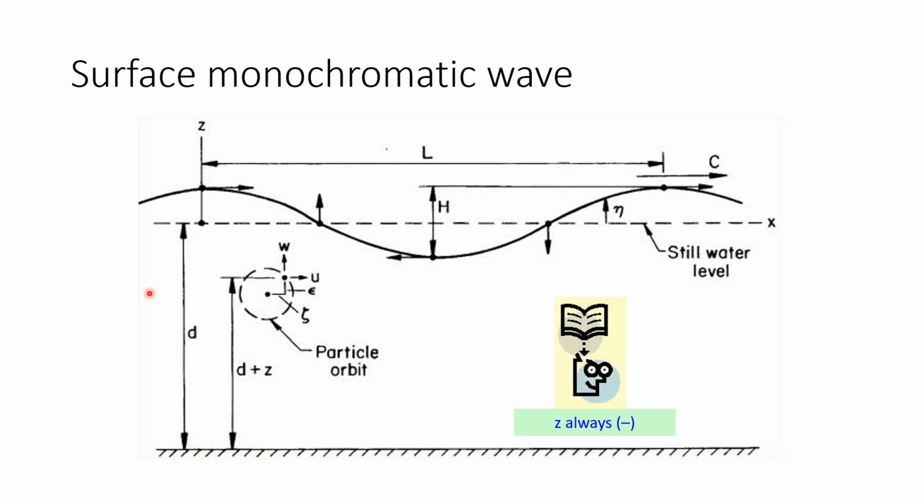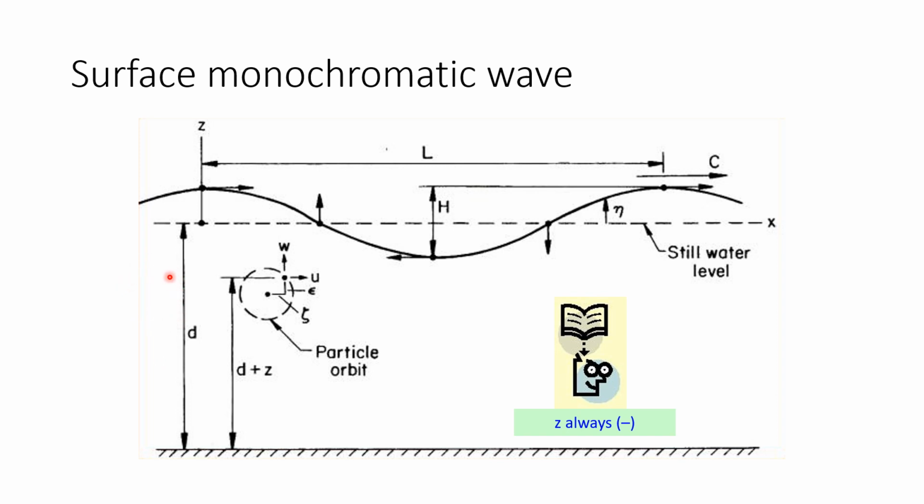Now here we mark a typical equilibrium position, so that during the wave motion, the water particle will be in orbital motion around this equilibrium position. So the orbital motion will be the largest near the surface, and it diminishes as we go further into the water column.